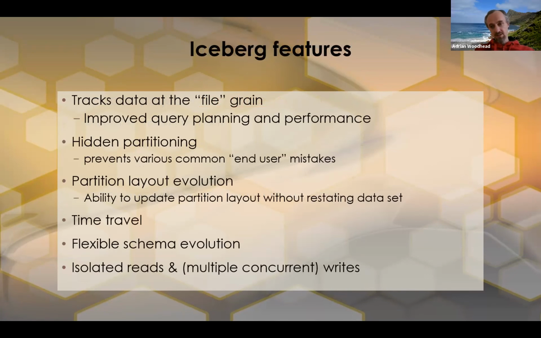So some of the features that are interesting, in terms of the negatives I talked about with the Hive metastore, is that it actually tracks data at the file grain. So when you're doing query planning, you avoid those listing operations, and that speeds things up. The partitioning isn't as explicit and it can actually be hidden away from end users. So it prevents them making certain classes of mistakes with querying over massive date ranges and so on. You can hide a lot of that from them.